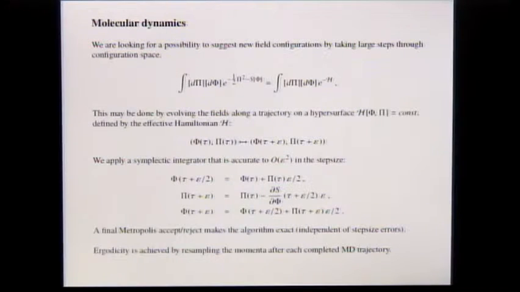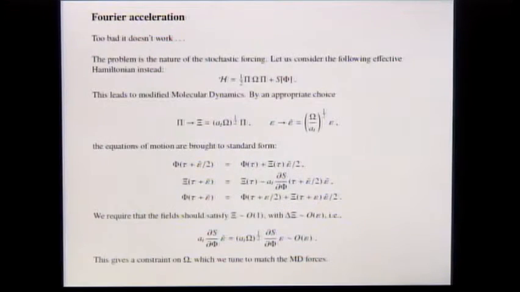And to make sure that the algorithm is exact, independent of the step size, and in particular satisfies detailed balance, we'll use the Metropolis accept-reject step each time when we finish one trajectory on the hypersurface. Now, ergodicity is taken care of if we resample these conjugate momenta after each trajectory, and thereby, in principle, we should be able to explore the full configuration space that the system has to offer. Too bad it doesn't work.